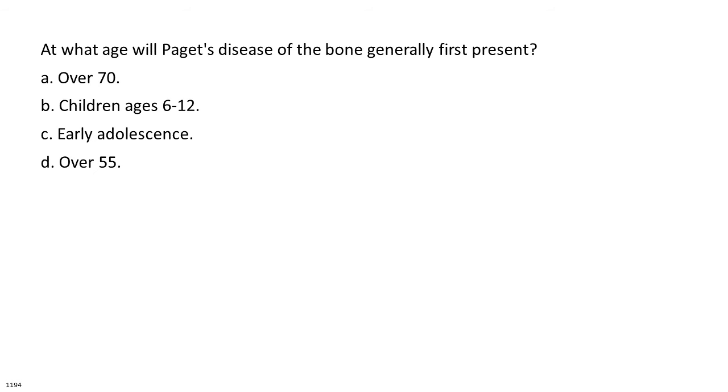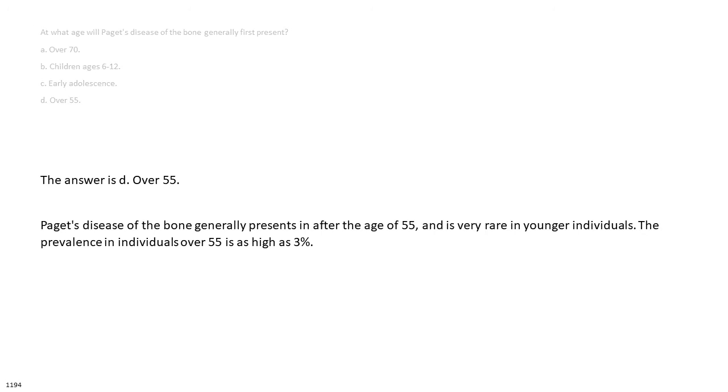At what age will Paget's disease of the bone generally first present? A. Over 70. B. Children ages 6 to 12. C. Early adolescence. D. Over 55. The answer is D. Over 55. Paget's disease of the bone generally presents after the age of 55, and is very rare in younger individuals. The prevalence in individuals over 55 is as high as 3%.